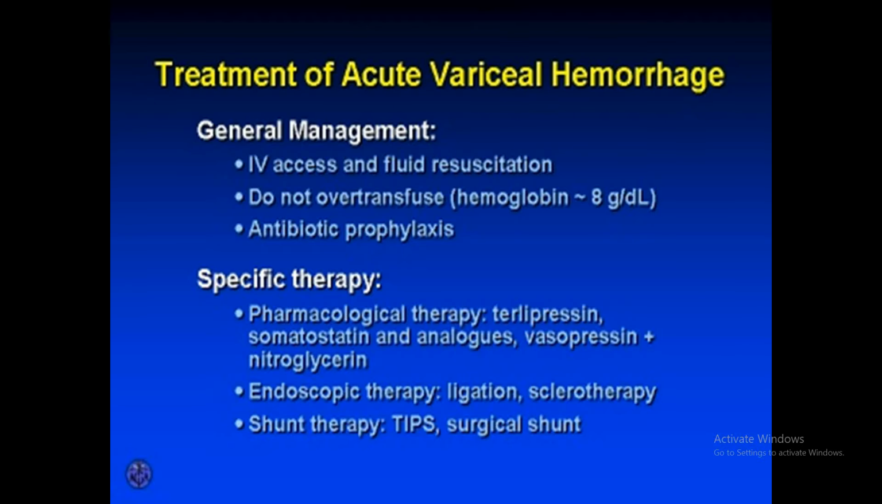Before the arrival, you can use the balloon. Balloons can be used. The Sengstaken-Blakemore tube is placed in the lower part of the esophagus. There are 2 types of balloons, the tri-lumen and the bilumen. There are 3 bulbs or 2 bulbs. They compress the varices and the bleeding stops.